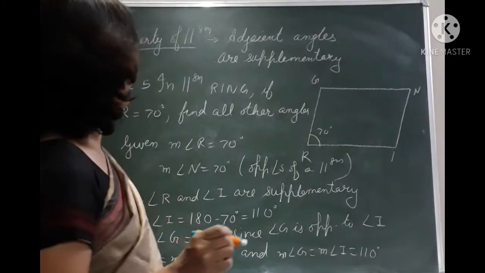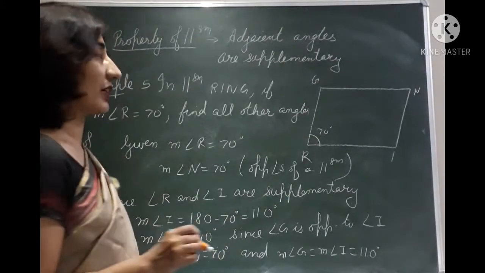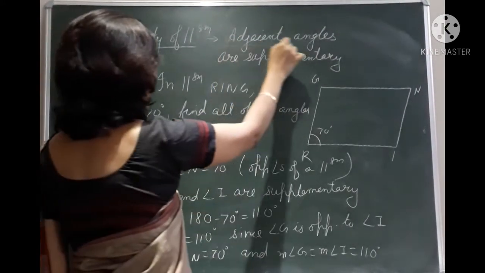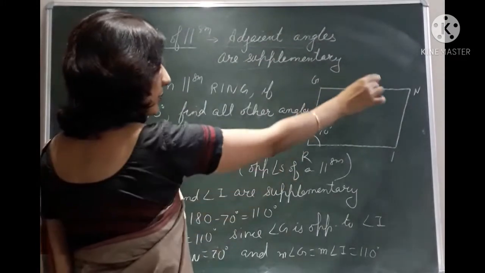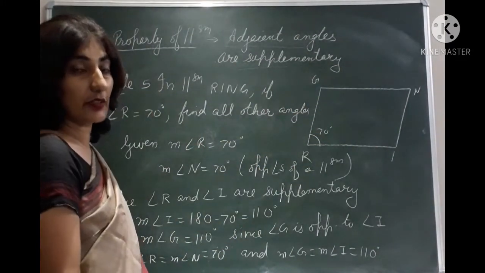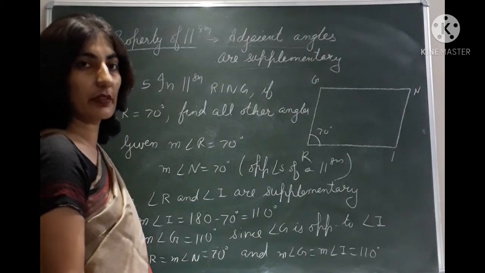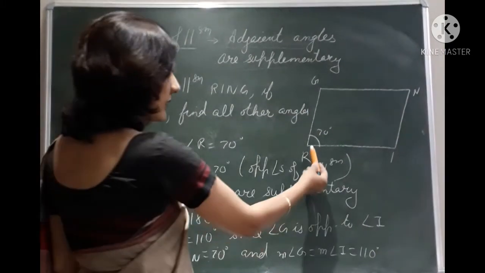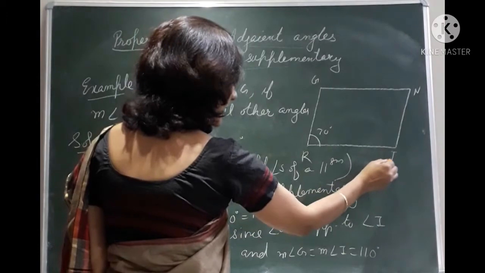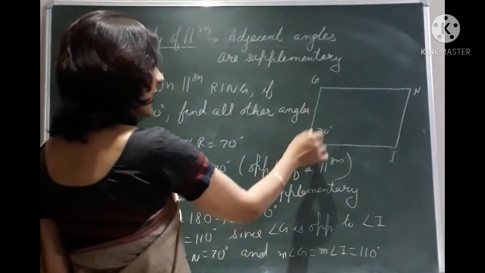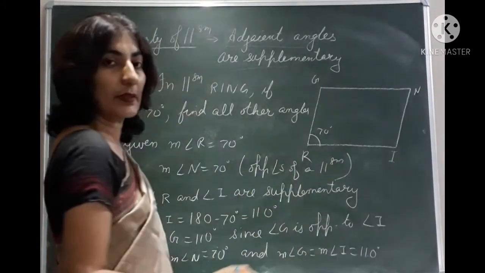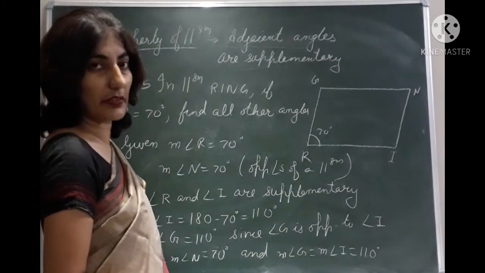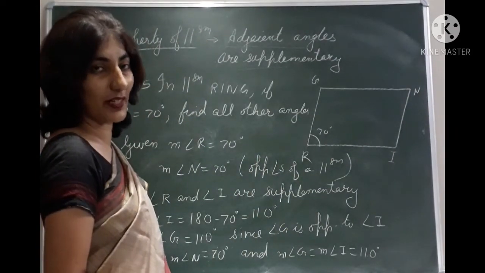One very important property of a parallelogram is that in a parallelogram the adjacent angles are supplementary. Here see, I have drawn a parallelogram RING. First of all, you should know which are adjacent angles. See, like angle R and angle I, they are adjacent. Angle R and angle G are adjacent. So these adjacent angles add up to 180 degrees. They are supplementary. This is another important property of a parallelogram.